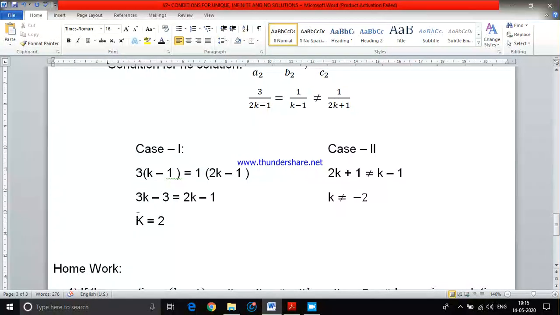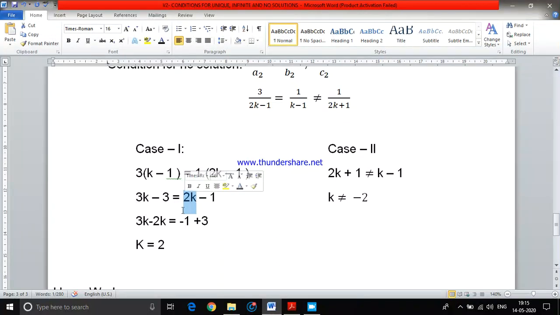If you want one step, you can write here 3k minus 2k equals minus 1 plus 3. Why have I written minus 1 plus 3? Here the 2k is on the right side, so I am bringing 2k to the left side. So plus 2k will become minus 2k. If 2k comes to this side, minus 1 is left out, so minus 1 stays as it is. And minus 3 is on the left side, so I am bringing it to the right side, and minus 3 becomes plus 3.